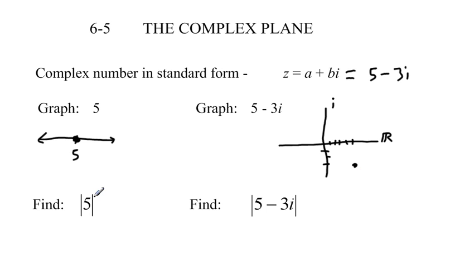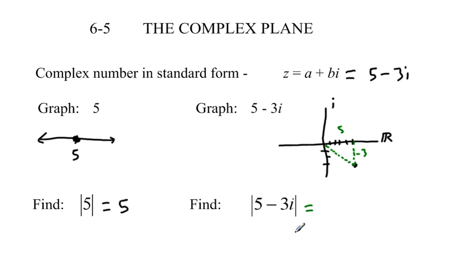Now, from way back when we learned that the absolute value of 5 means the distance this point is away from 0. Well, that distance is 5. In this case, the absolute value of 5 minus 3i means the distance this point is from the origin. So we'd have to find this distance right here. Well, to find that distance, we can make a right triangle out of this and use the Pythagorean Theorem.